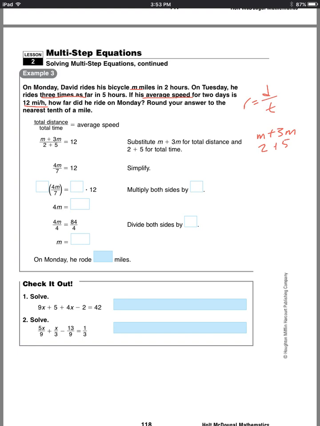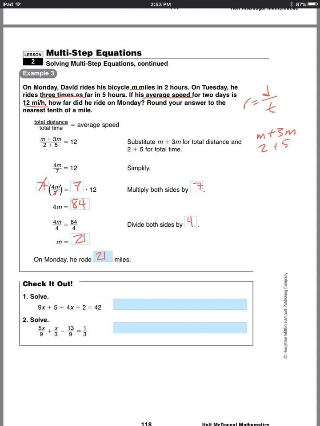So now we have a denominator. Because we only have one fraction, we don't need to find the least common denominator. We just need to multiply both sides by the denominator, which is 7. That cancels the denominator, because 7 goes into 7 one time, and leaves us with just 4M, and then 7 times 12 is 84. Now we need to divide by the coefficient to get the variable by itself, and it's 4 in this case. And 84 divided by 4 is 21. So on Monday, he rode 21 miles.